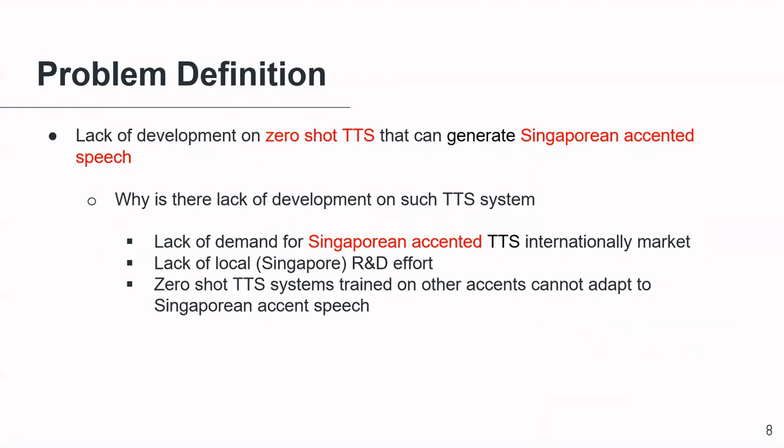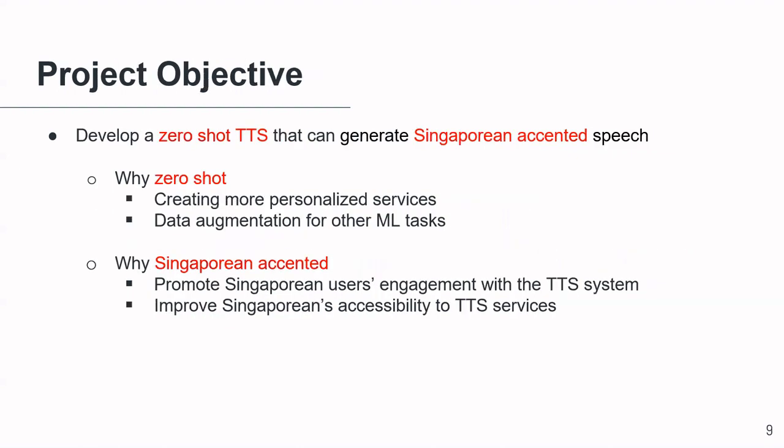Even though there are many zero-shot TTS systems trained on other speech accents, these TTS systems are unable to adapt to the accent of Singaporean speakers during inference. This is because Singaporean accent is a highly unique accent with distinct acoustic patterns, and zero-shot TTS systems often cannot adapt to a highly unique accent that has never been seen before during the training stage.